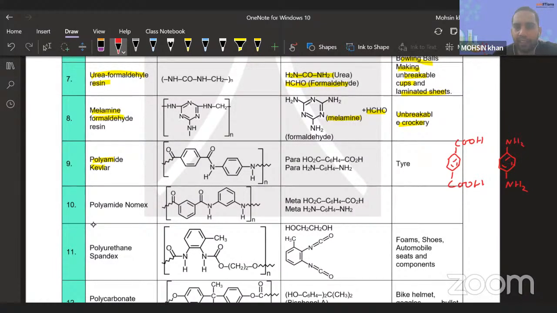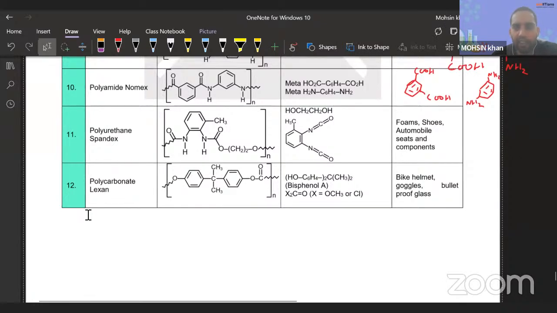Polyamide Nomex. Now we have taken monomers with meta positions, COOH and NH2. These are the monomers in the polyamide Nomex.